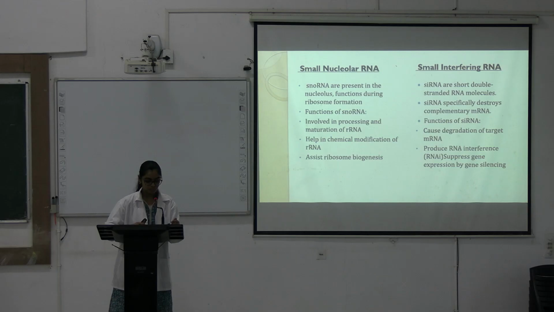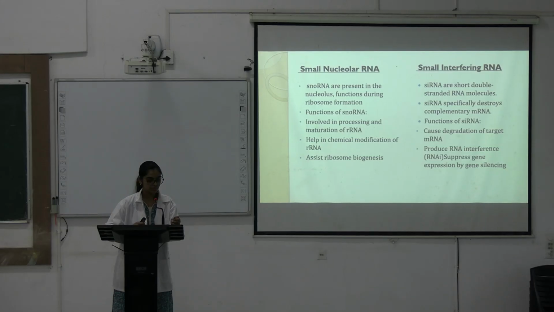Moving on to small nuclear RNA. Small nuclear RNA is present inside the nucleolus and its main function is in ribosome formation. Its major function is processing and maturation of rRNA, also chemical modification of ribosomal RNA. It also helps in assisting ribosome biogenesis.